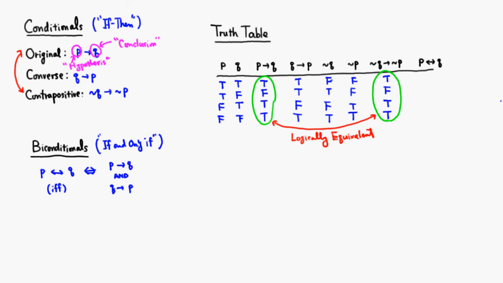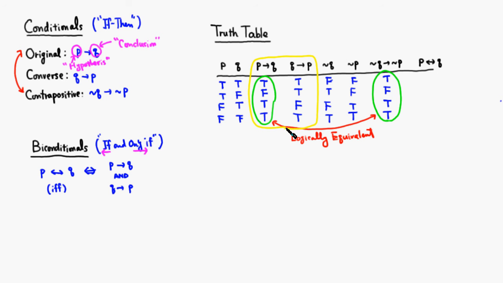Since it's an if and only if, the if part is the implication this way, and the only if is the implication that way. So when you combine them, you get the biconditional. All right, let's look at its truth value. We're going to look at both implications.